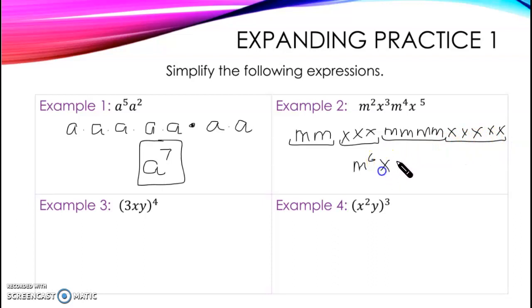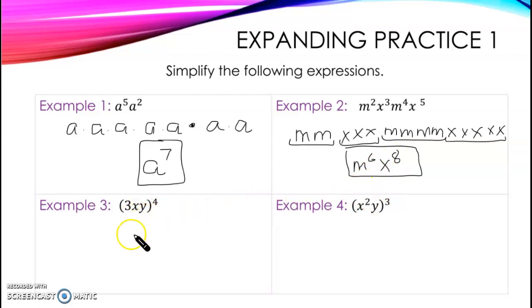And if you look at the original exponents, we are still adding. We just have to make sure that we add the exponents of the same bases together. So m to the 2nd times m to the fourth is going to be m to the sixth. And then we're adding x to the third and x to the fifth together to get x to the eighth.